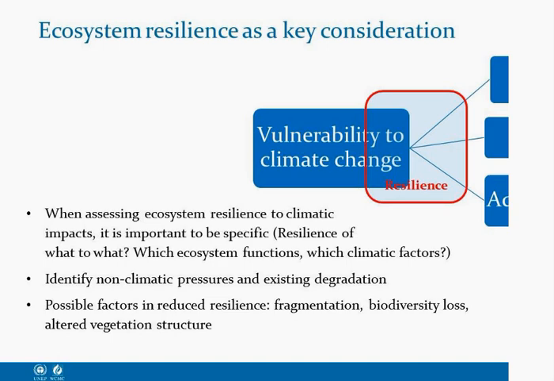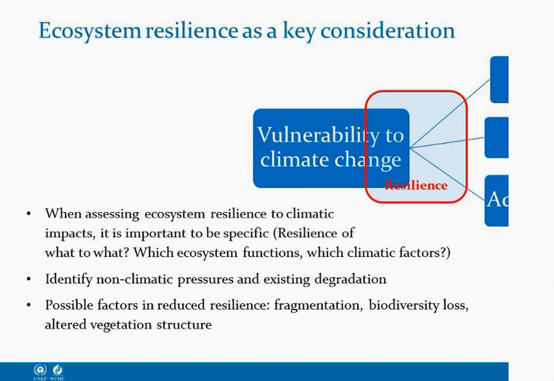So what this graph is showing is that when we look at the terms that are used by the IPCC to describe vulnerability, vulnerability is defined as being made up of exposure, sensitivity, and adaptive capacity. And in the context of ecosystems, it is often very difficult to distinguish between sensitivity and adaptive capacity, which is why the term resilience can be useful.